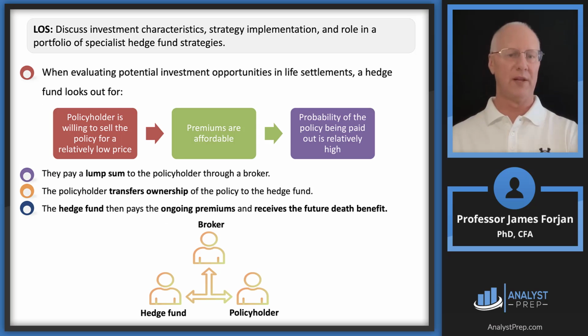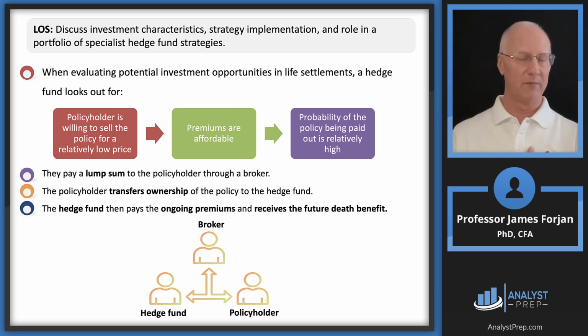Strategy implementation, we just said that, third-party brokers. So what are we doing here? If we're a hedge fund manager, policyholders willing to sell at a relatively low price. So that's me, right? Premiums are affordable, and the probability of the policy being paid out is relatively high. So there's the lump sum, transfer ownership, and there's a little diagram down at the bottom. Yeah, look at that bottom right down there. The hedge fund then receives the future death benefit.